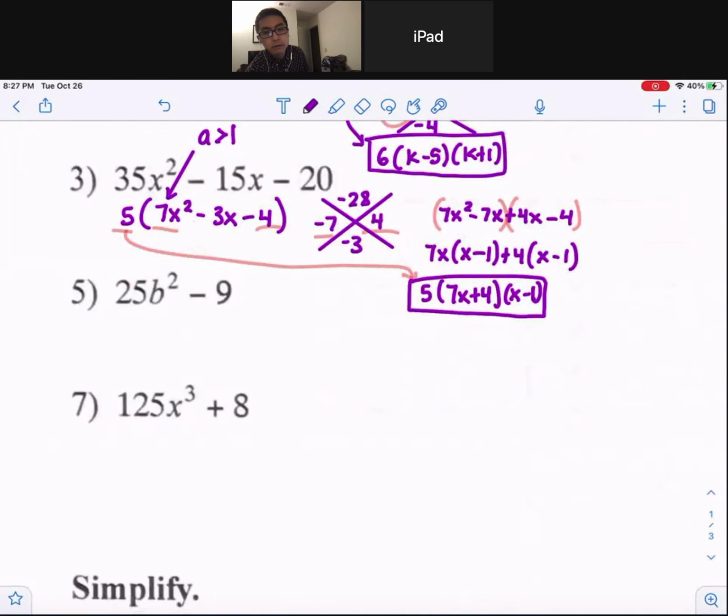Number 5. Two terms, a minus sign in between, and these are perfect squares. So you can take the square root of both. What times what is 25b squared? That's 5b times 5b. What times what is 9? 3 times 3. And plus and minus.